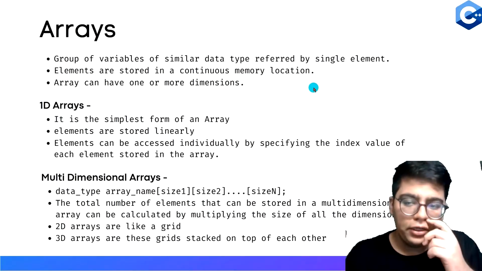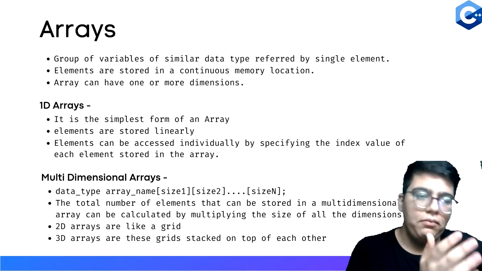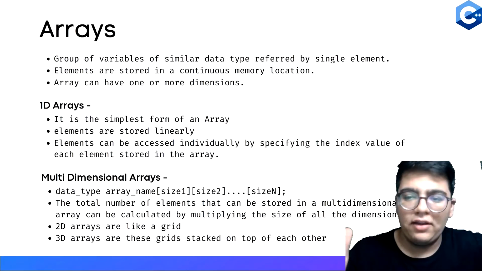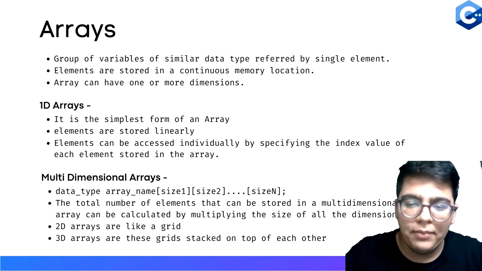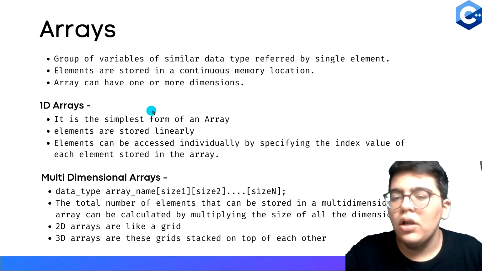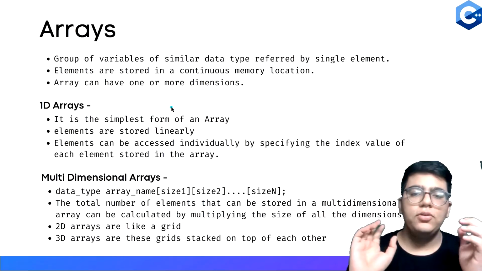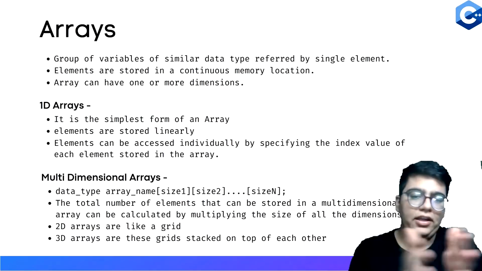And there are multiple types of arrays. There are 1D arrays, 2D arrays, 3D arrays, and arrays of different dimensions. So we're going to be having a look at both 1D arrays and multiple dimension arrays. So let's have a look at 1D arrays. Over here, what you do is you simply store the variables in a linear form.